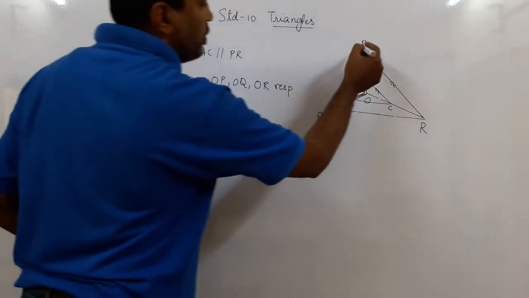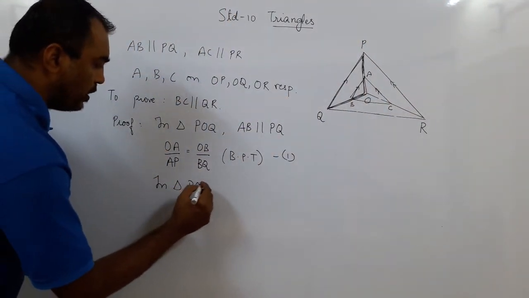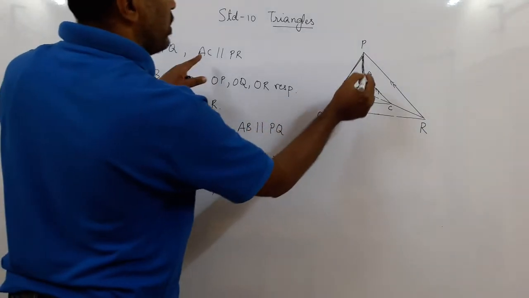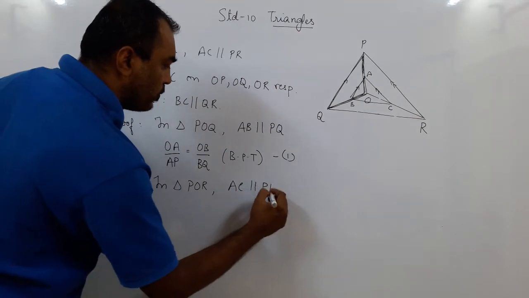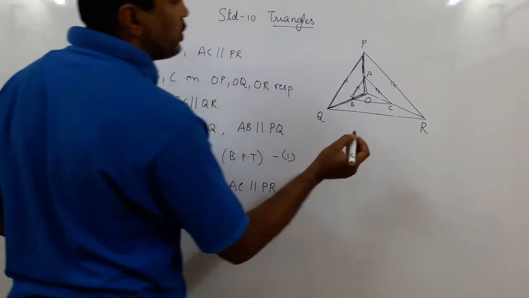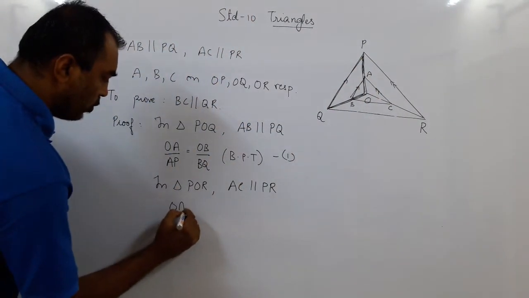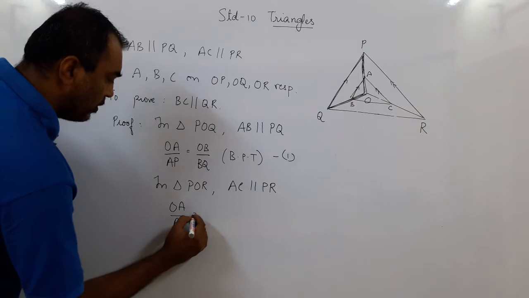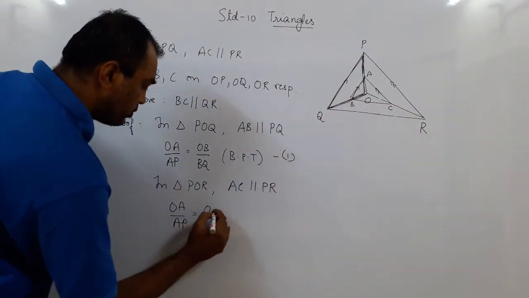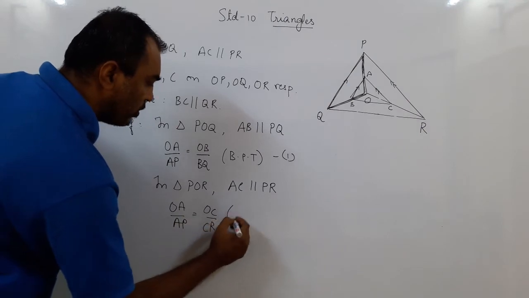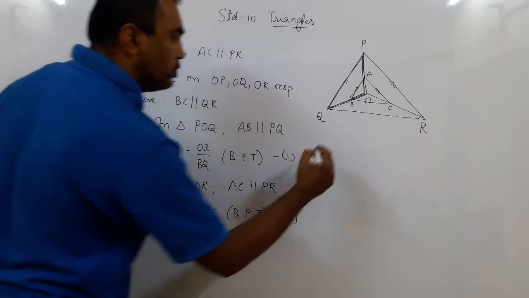Now I take triangle POR. In triangle POR, what is given parallel? AC is parallel to PR. Because AC is parallel to PR, what do I get? OA upon AP equal to OC upon CR, by the basic proportionality theorem. This I call result 2.